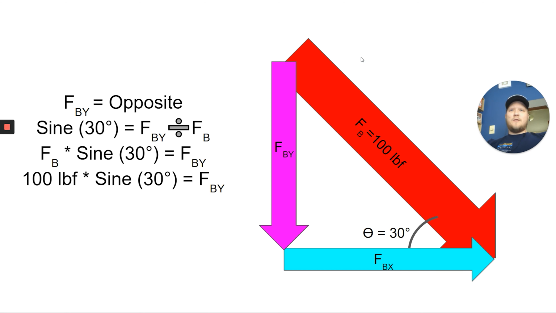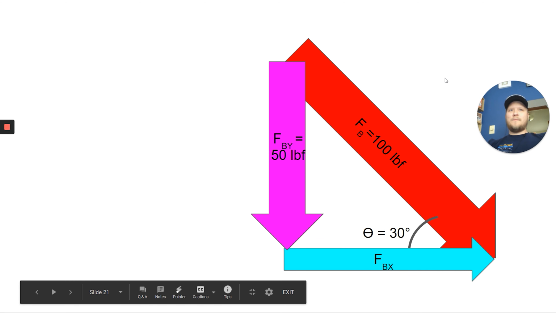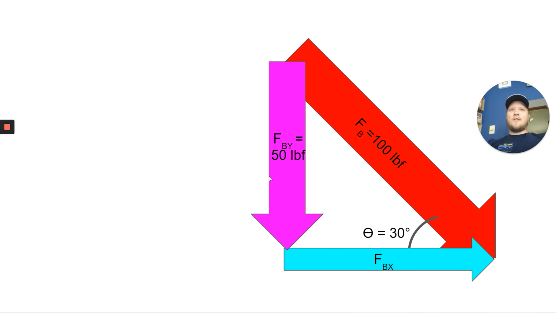Substituting what we know. And then when you put that into a calculator, it comes out. Make sure that your calculator is in degrees, not radians. 30 degrees, not 30 radians. And you should get 50 lbf, 50 pounds. So we update our free body diagram, label that vector.